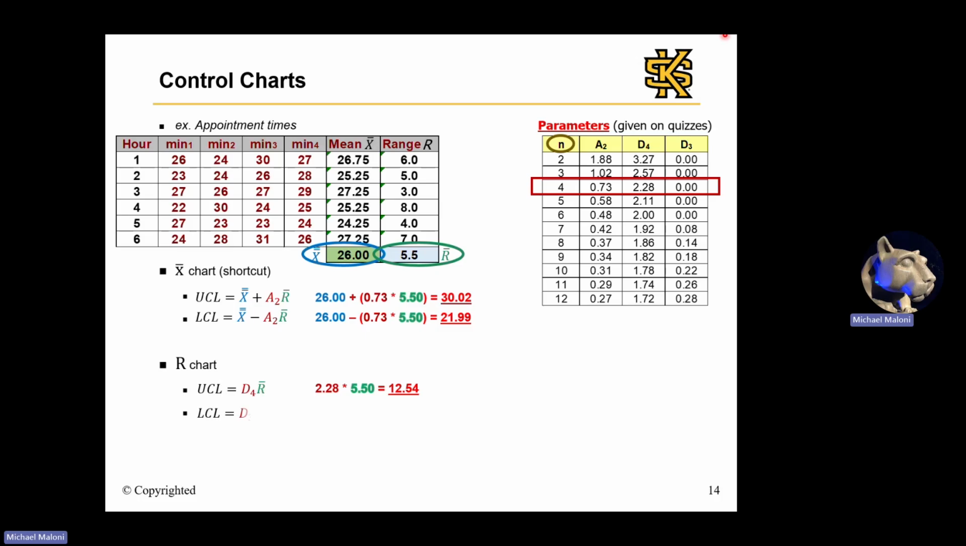Then the lower control limit is D3 times R bar. Again, D3 coming from that table, same sample size. So our D3 is 0, which makes the calculation easy. 0 times 5.5 is 0. So we have our upper and lower control limits for the R chart now.